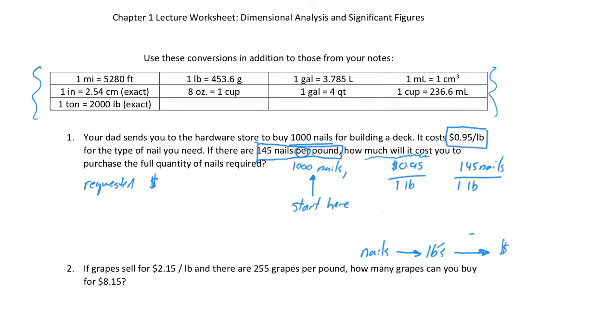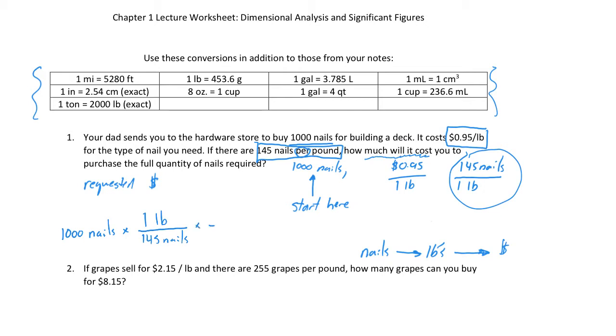So my starting point is going to be 1,000 nails. So I'm going to start by writing out 1,000 nails. And I need to convert the nails first into pounds. So I'm going to take a look at my conversion factors. I see this one here, which is pounds to nails. And since I'm converting into pounds, I'm going to have pounds as a unit on the top. So I have my 1 pound here, and I have 145 nails here. So that's my first step. That will convert nails into pounds by dividing by 145.